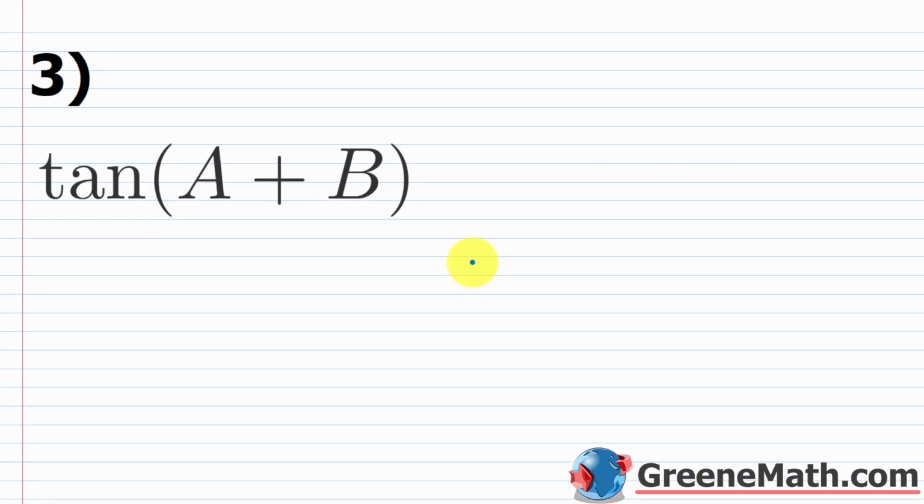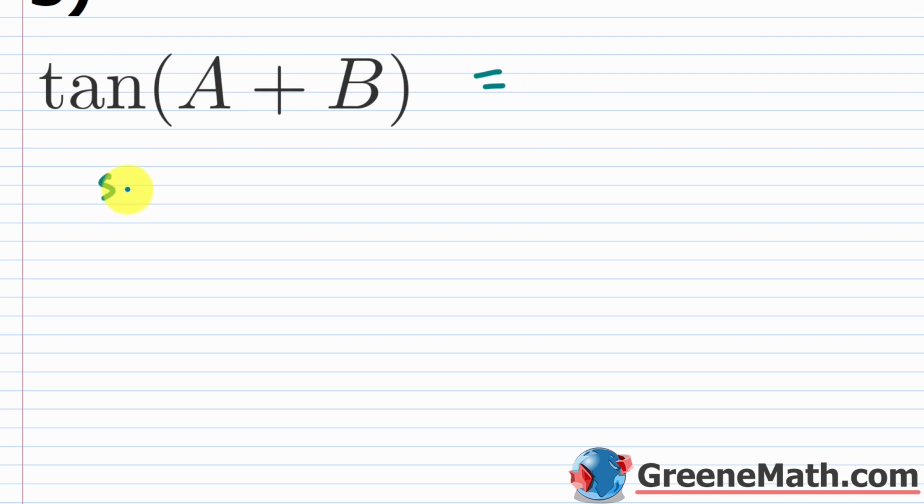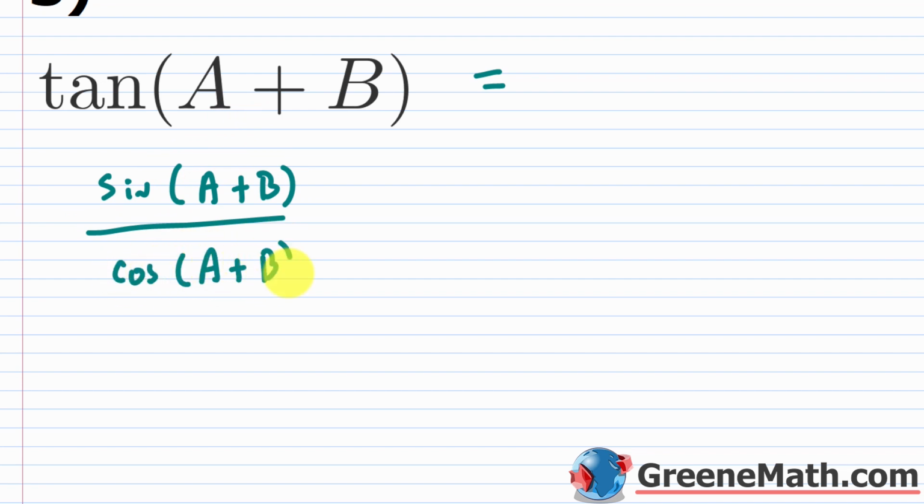All right, let's take a look at problem 3. So here we have the tangent of A plus B. So how do we derive our formula? Well, the first thing is I want you to recall that tangent is sine over cosine. So just put this in terms of sine and cosine first. So we'll say this is the sine of this angle A plus B over your cosine of this angle A plus B. So that's the first step.